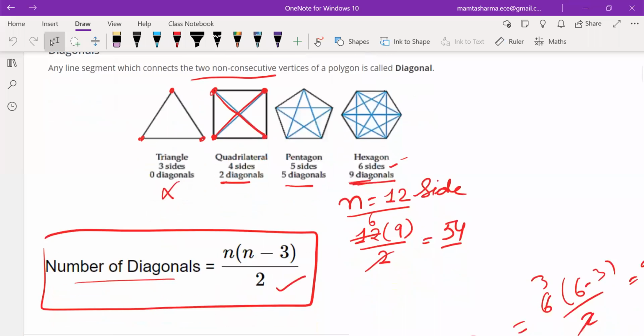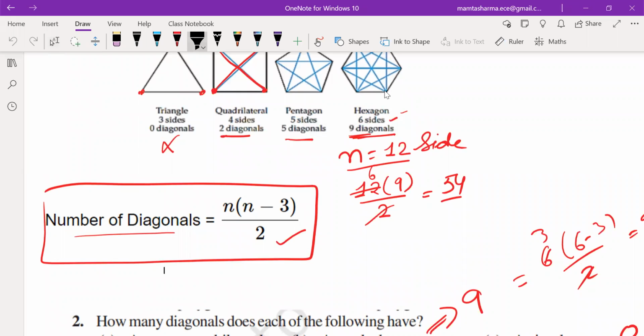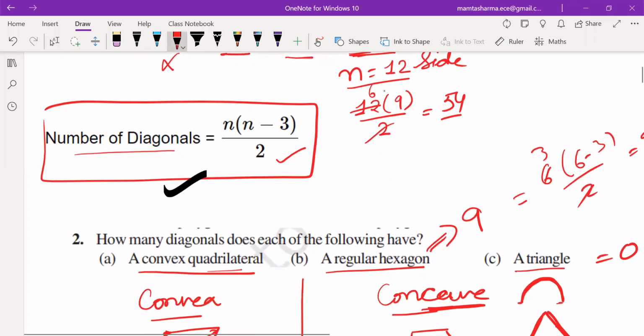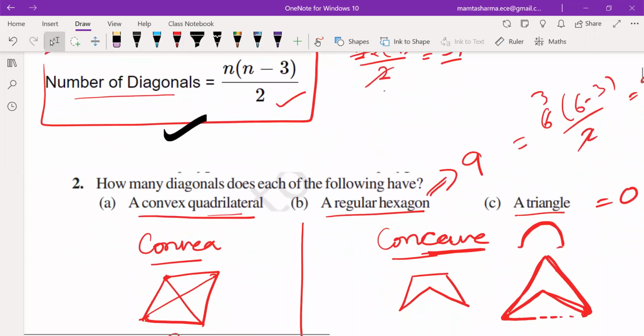So I gave this formula for calculating the number of diagonals: n into (n minus 3) by 2. Put the value of n, where n is the number of sides, and you will get the number of diagonals. Based on this formula, we did a few questions.